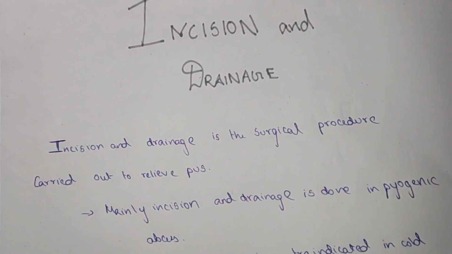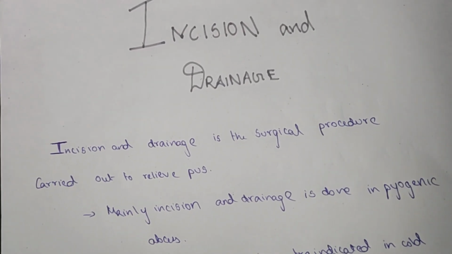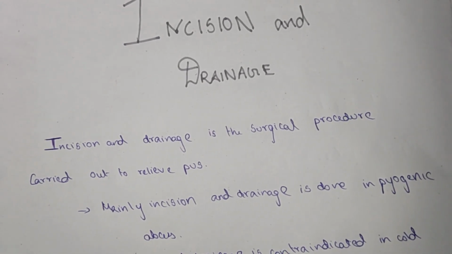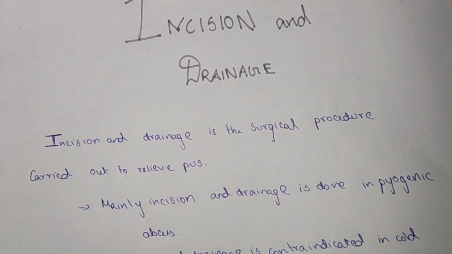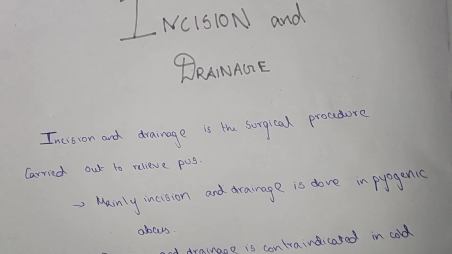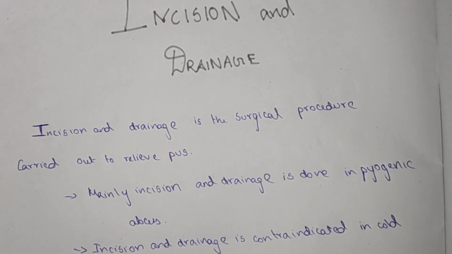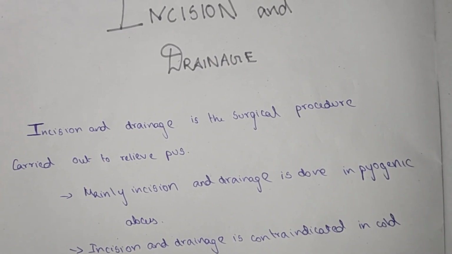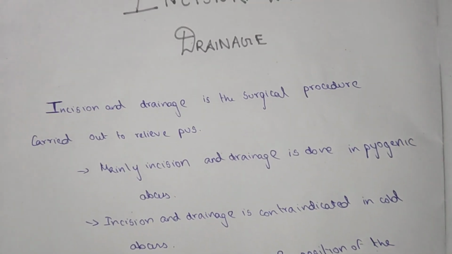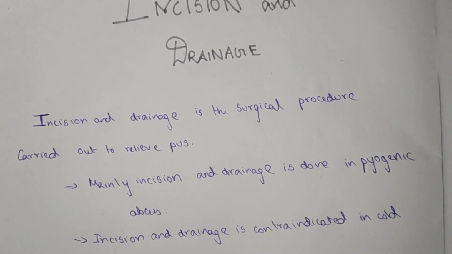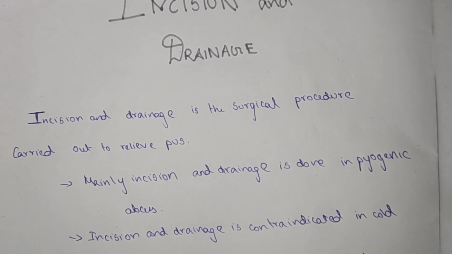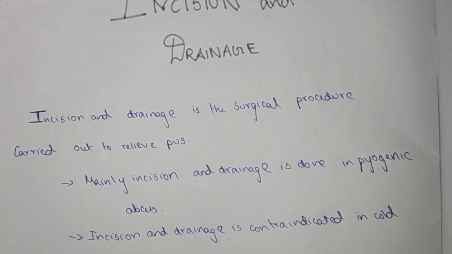In this video, we are going to see about a treatment which is incision and drainage. It is important from the surgical point of view. Incision and drainage is a surgical procedure carried out to relieve pus. Mainly, incision and drainage is done in pyogenic abscess.